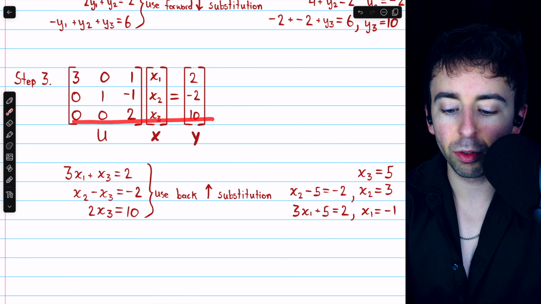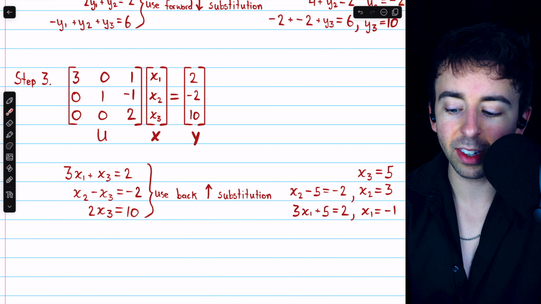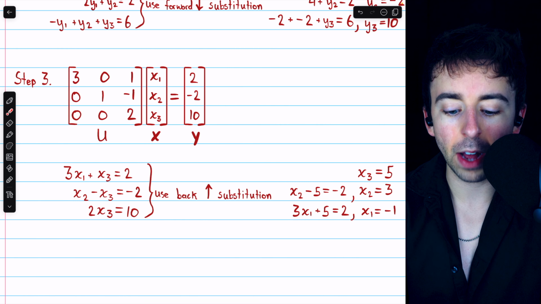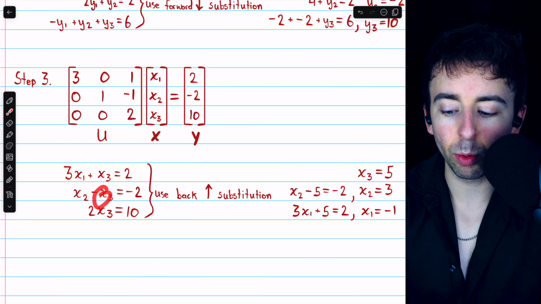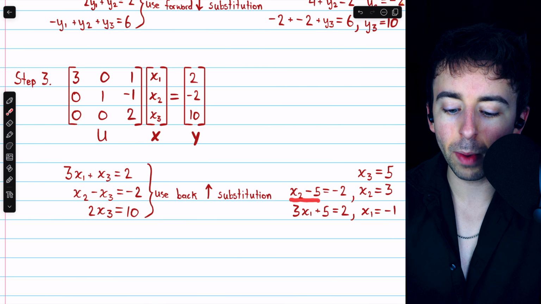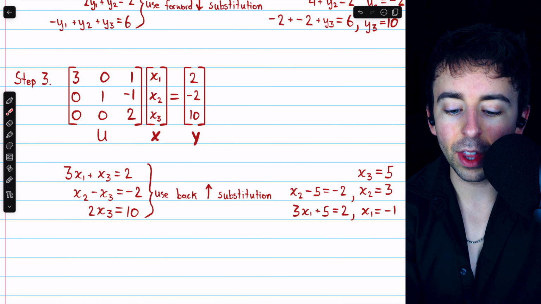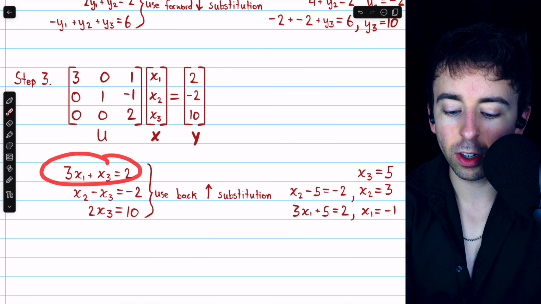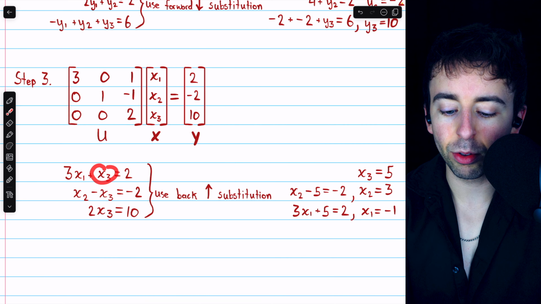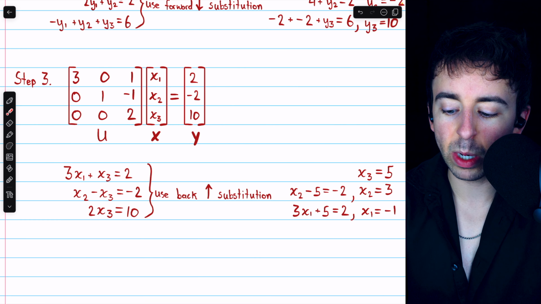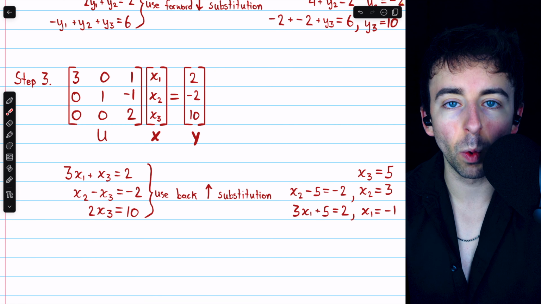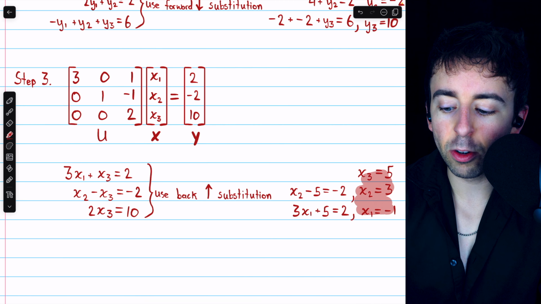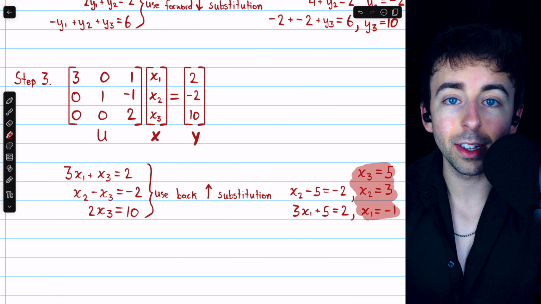So we start from row 3, which tells us that 2x3 equals 10, and so x3 is equal to 5. Then, row 2 gives us this equation, and we know that x3 is 5. So we have that x2 minus 5 equals negative 2, and so x2 equals positive 3. Then, row 1 gives us this equation, and we just found out that x3 is 5, and so we have that 3x1 plus 5 equals 2, hence x1 is equal to negative 1. And thus, we have the solution to the original system using the LU decomposition method.